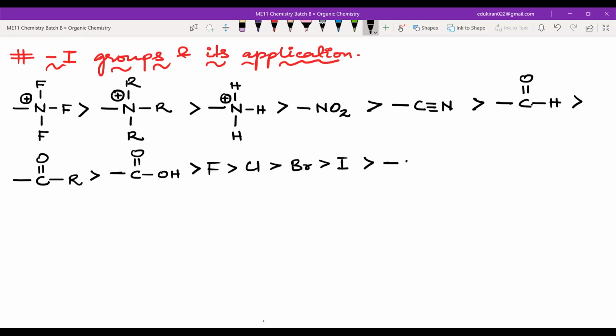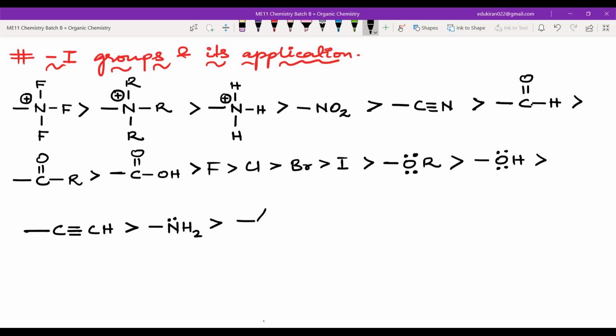Next up is the OR group. Now, this oxygen is having some lone pair electrons, right? Okay, and followed by the OH group. Again, this oxygen is going to have some lone pair electrons. Then we have the alkynes. That means you will have, if a C triple bond CH, it is attached to a carbon chain. Now, this carbon is also having some electronegative minus I effect, and its electronegativity is higher than the normal sp3 carbon. Okay, normal sp3 carbon. We will look at that why, then followed by NH2. Okay, now this is followed by the benzene ring.